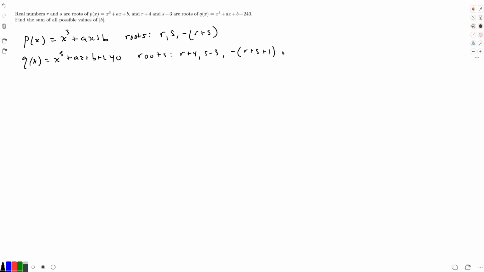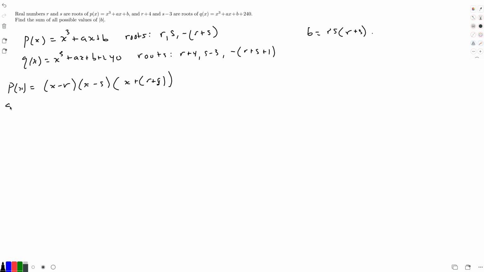Great. So now our ultimate goal is to find the sum of the possible values of the absolute value of b. So now we know that b is going to be the negative of the product of the roots. So I'll just put as a side note, b we can easily do as rs times (r plus s). Okay, so that's just a side note over here. So how about now we just express p(x) in terms of the roots, right?